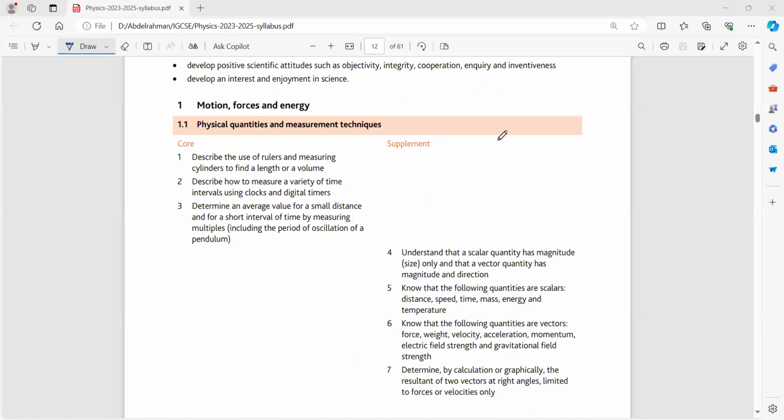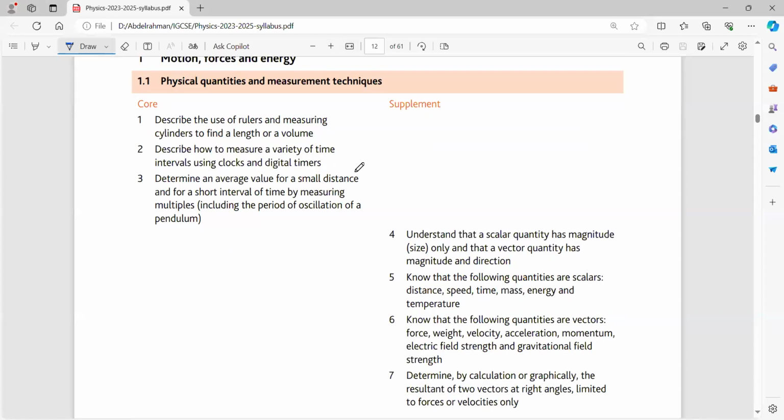Unit one, we started off with quantities. We started off with measuring the quantities, describe the use of rulers, how to use the rulers, okay, how to measure a variety of time intervals, how to use the stopwatch, okay. I guess we all know how to use a ruler. I guess we all know how to use a stopwatch and how to measure the time from a stopwatch.